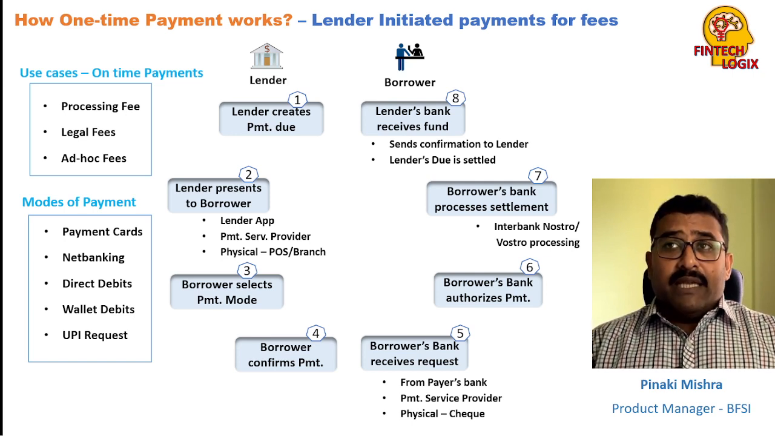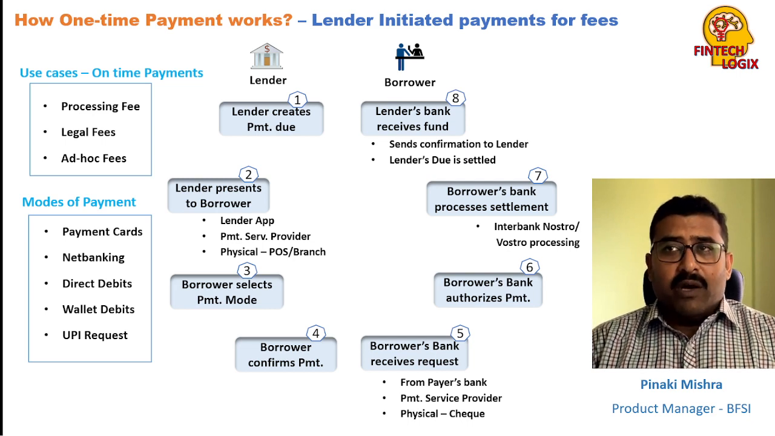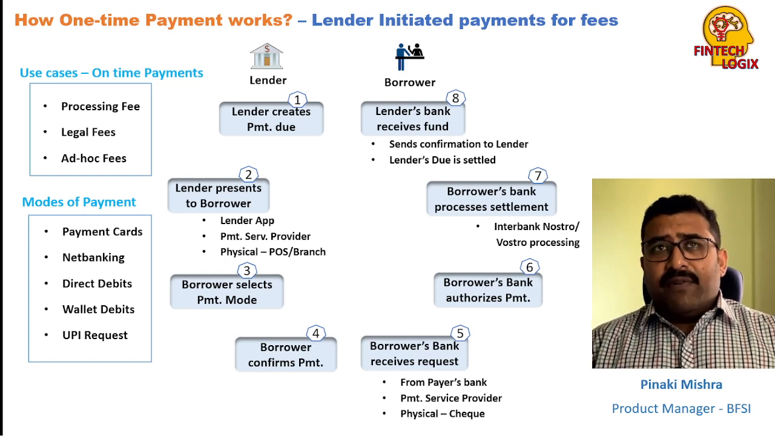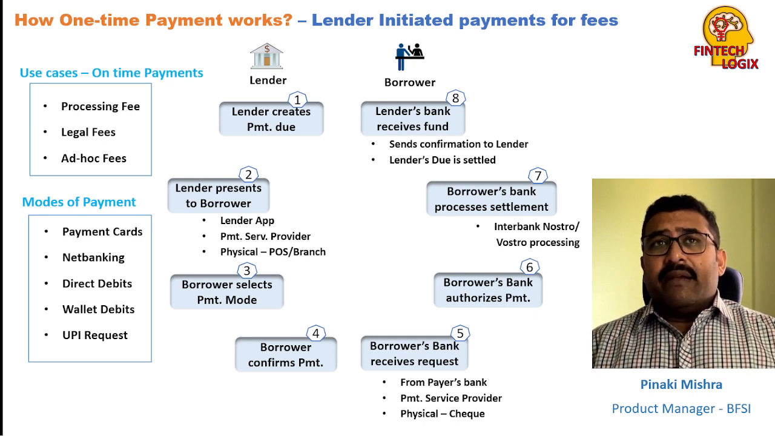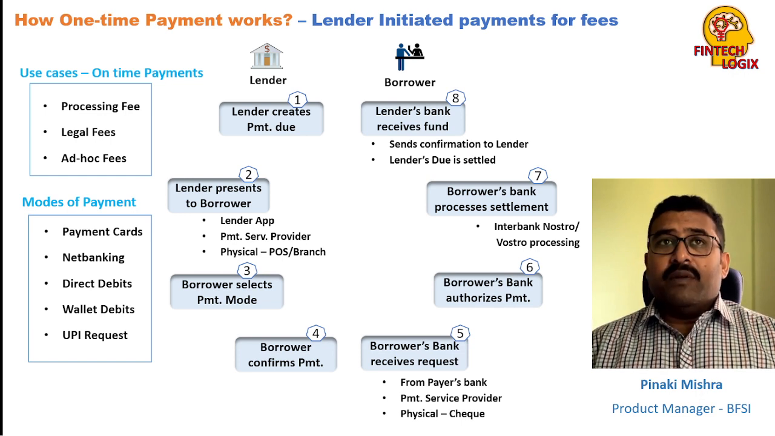Now, if you see the process flow, I have simplified the process flow, not completing it with multiple arrows here, to give a simplified view of how it works because the process is very simple. So as a first step, step number 1, your lender creates a payment due. That is the first process, where the lender says that you have to make a payment.